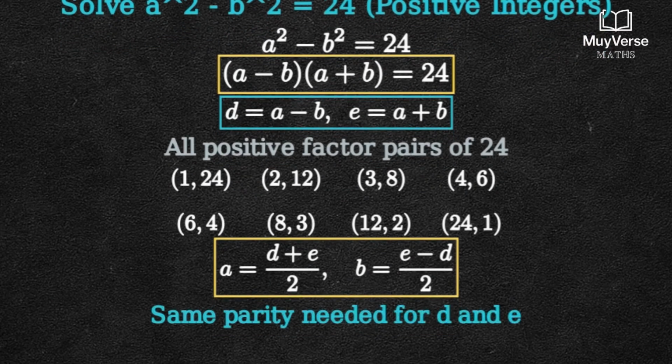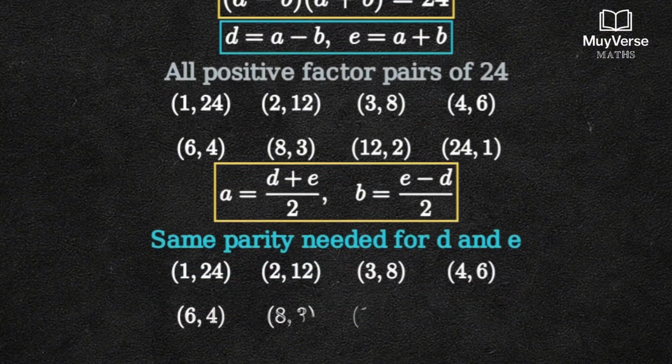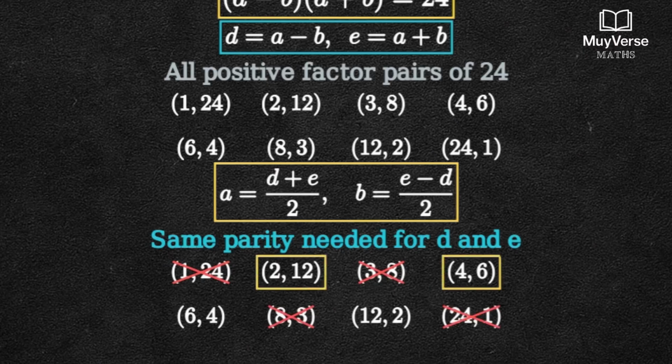Bring our pairs back into focus. Cross out the pairs that are not the same parity. Keep only the even pairs. Step 4. Solve for a and b from each even pair. First, d equals 2 and e equals 12. Then, a equals (2 plus 12) over 2 equals 7, and b equals (12 minus 2) over 2 equals 5.